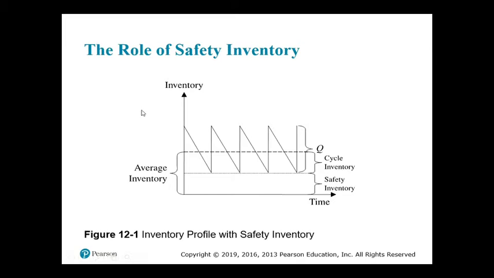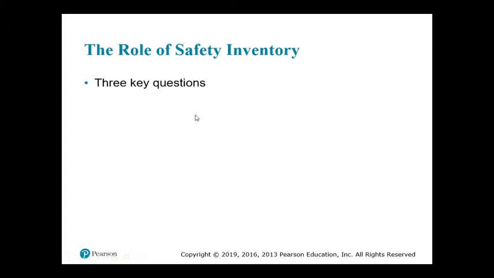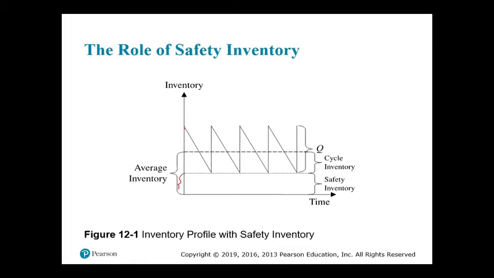So of course, in reality, demand is never a fixed number. So you would not see inventory dropping down in a straight line fashion. And it will be probably more like something like this, depending on what the demand realization is. Sometimes you need to use safety inventory, and sometimes you don't need to use safety inventory.